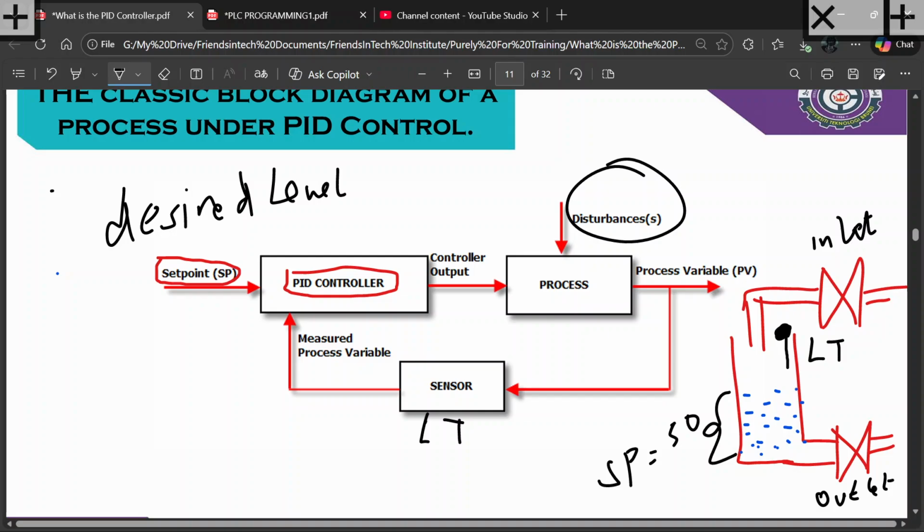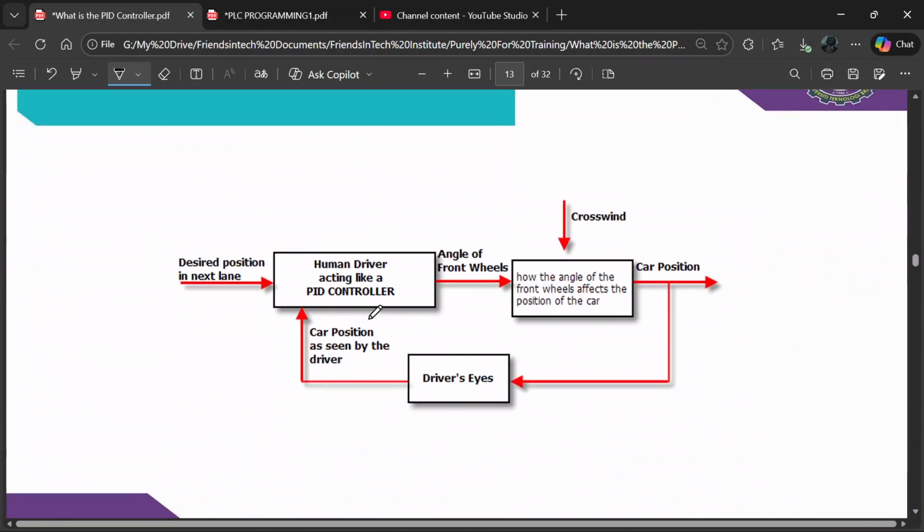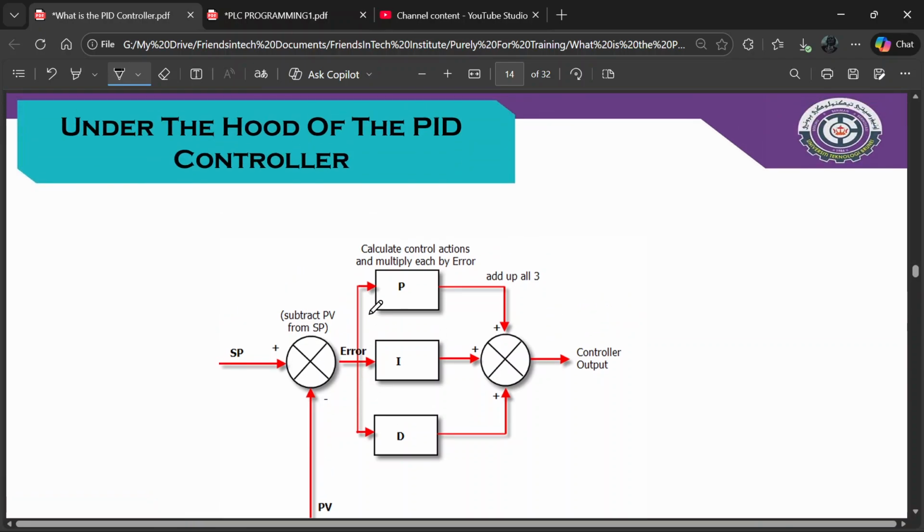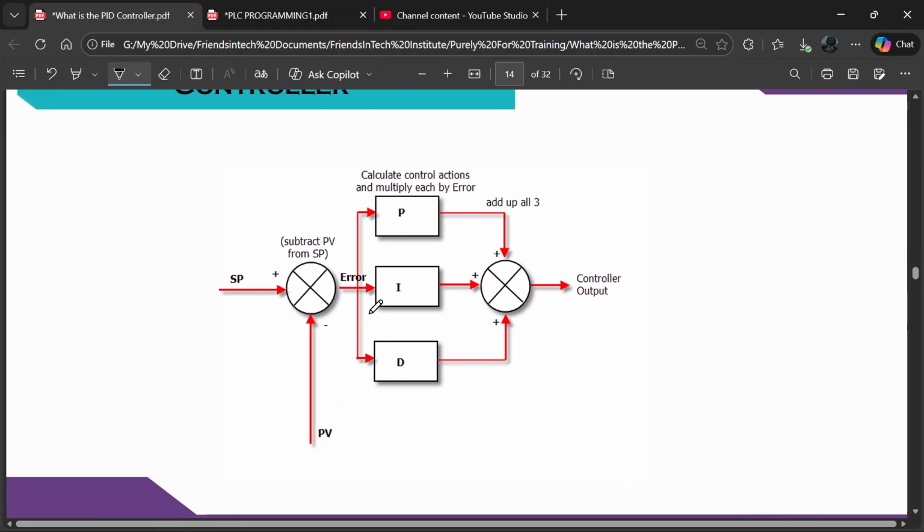So inside PID controller, we have an error detector, and we have a scaling mechanism. You can check our previous video on scaling of analog signals. That's it. So let's just stick with that. So that's a PID. That's a classic block diagram of a process and a PID control.